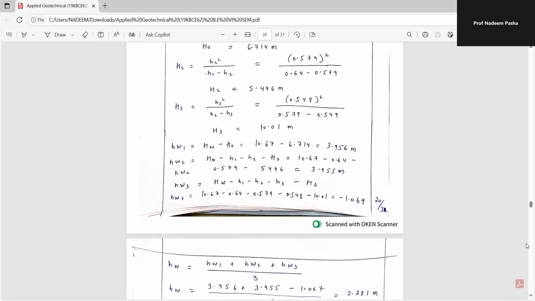And H3 is H3 square divided by H2 minus H3. So it comes out to be 0.548 square divided by 0.579 minus 0.548, or H3 is equal to 10.01 meter. Or HW is equal to HW minus H naught, or 10.67 minus 6.714 equal to 3.956 meter, or HW is equal to HW minus H1 minus H2.